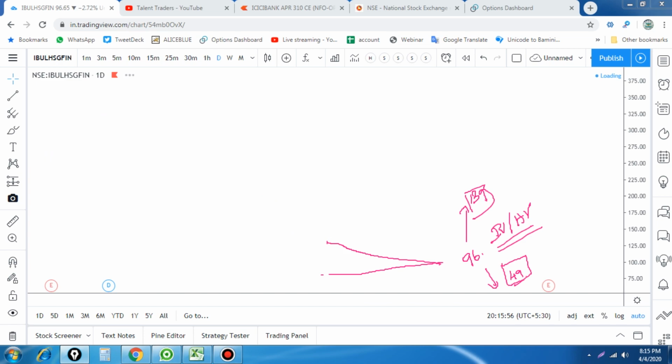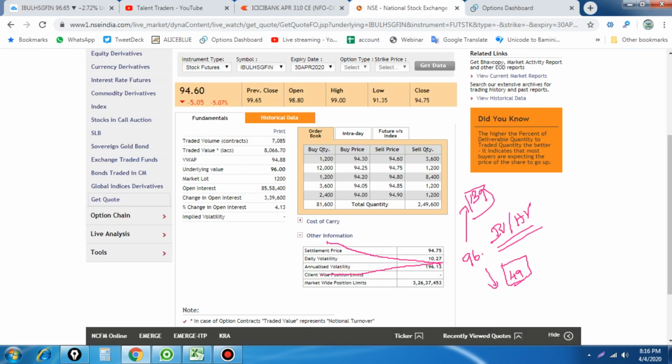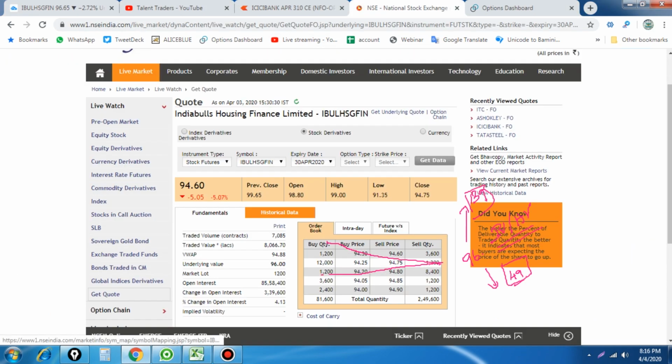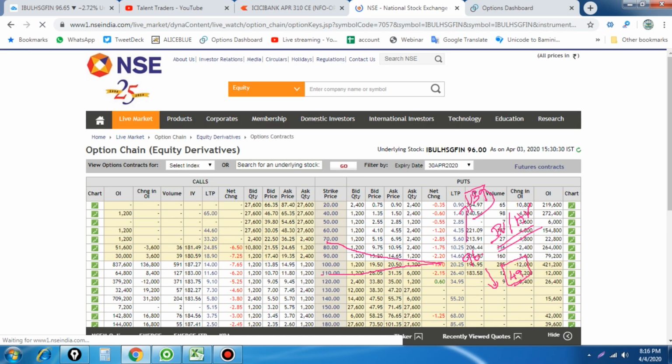Now I know the stock price and everything. Based on that, I'm going to find out the option pricing, and what should be the best strategy for the stock. So let's simply open the option chain on the same stock.